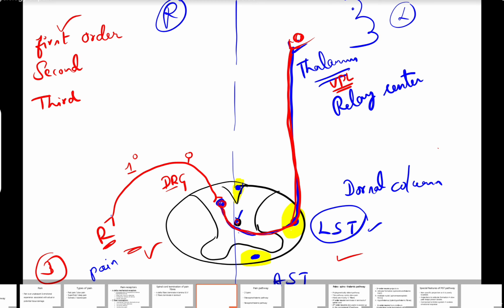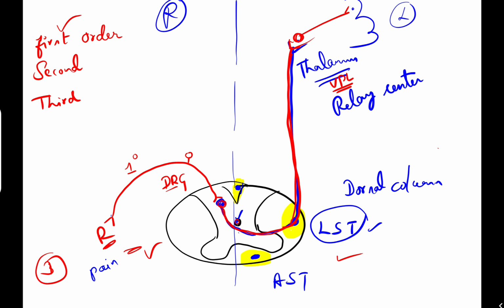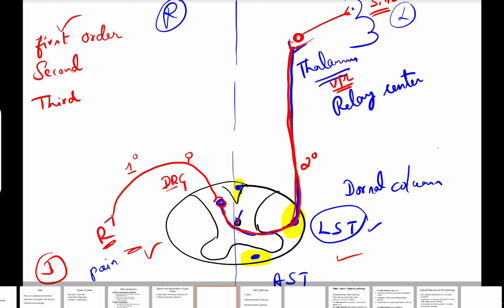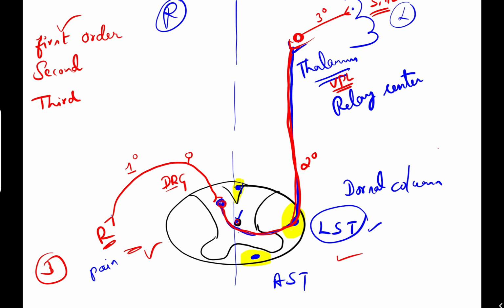The third order neuron starts from the thalamus and goes specifically to areas 3, 1, 2. That is your parietal cortex, which is concerned with processing of pain information. So hope you are understanding here. So there are three neurons. The one which is crossing to the opposite side is your second order neuron. The one which is starting from the thalamus to the cortex is your third order neuron. So what you have understood by this is, it's a very simple pathway. We have only three neurons.